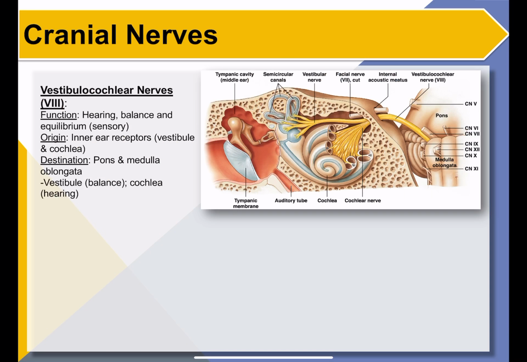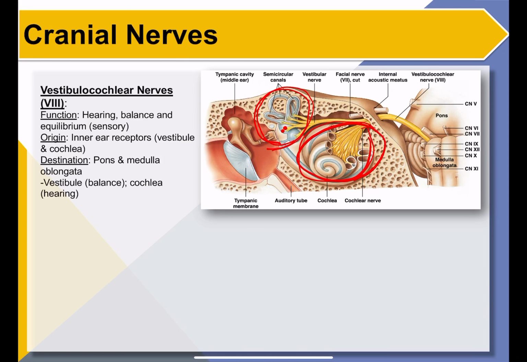The vestibulocochlear nerve is your 8th cranial nerve, and is very straightforward by name what it does. Vestibule is this part of the inner ear. We'll talk about the structure of your middle ear or internal ear when we get to Chapter 17 on special senses, but this part is called the vestibule. This part is the cochlea. Okay, vestibule is for your ability to balance and equilibrium, whereas your cochlea is for hearing.